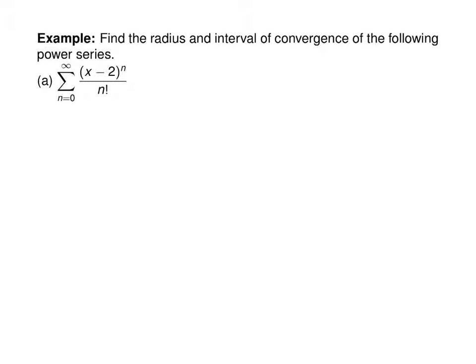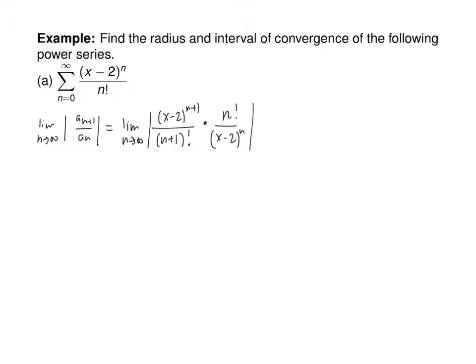All right, let's do a few. So find the radius and interval of convergence of the following power series. Here the root test is not really a good option because of that n factorial, but the ratio test will work just fine. So let's find the limit as n goes to infinity of the absolute value of a(n+1) over a(n). Now when you input n plus 1, we have (x minus 2) to the n plus 1 all over (n plus 1) factorial, divided by a(n), or multiplied by its reciprocal, so multiplied by n factorial over (x minus 2) to the n.